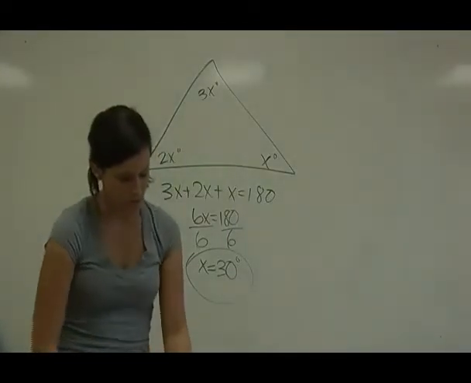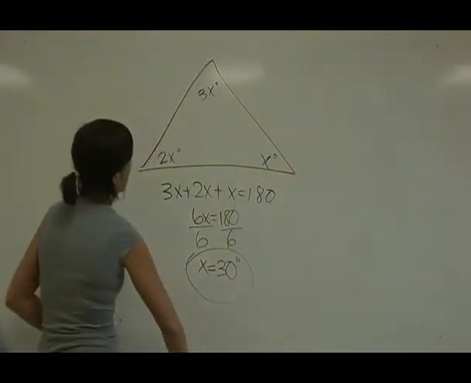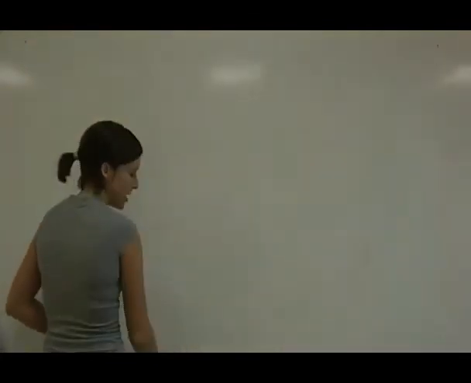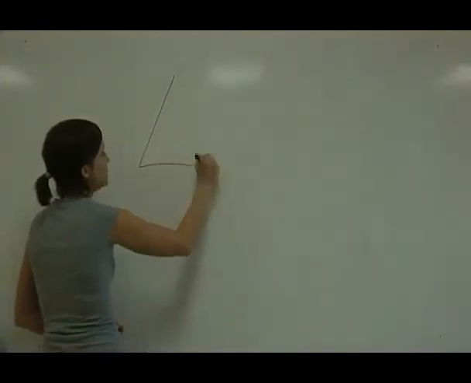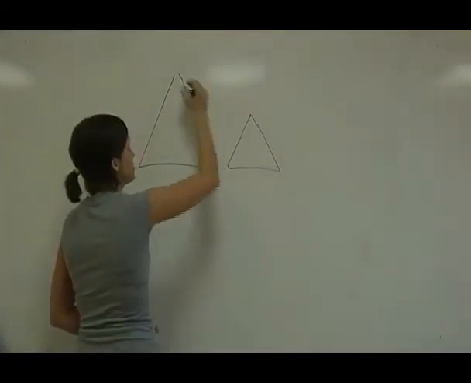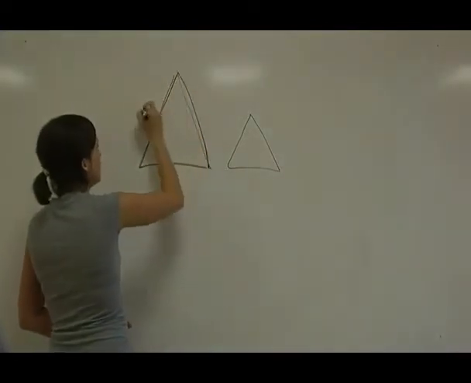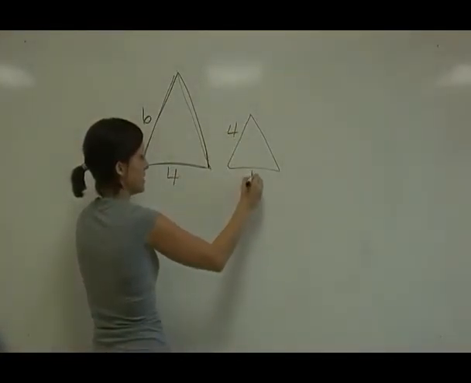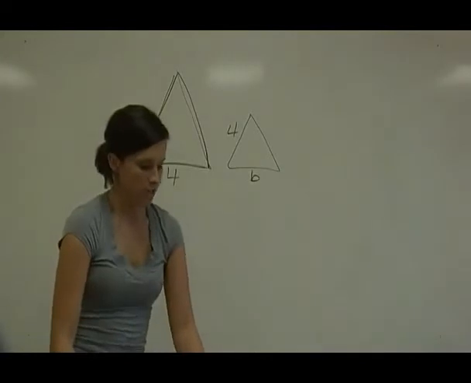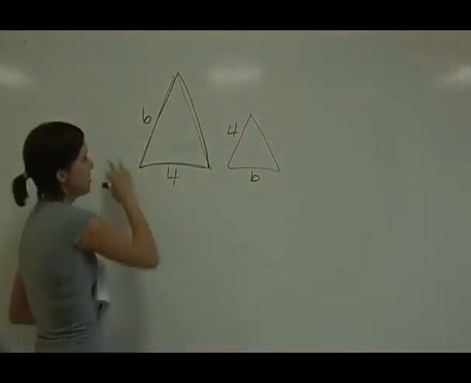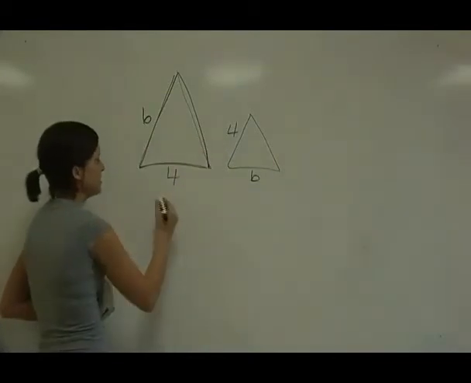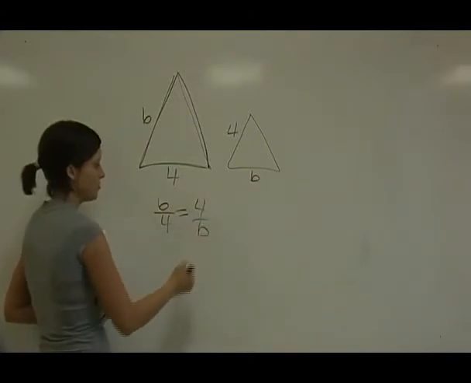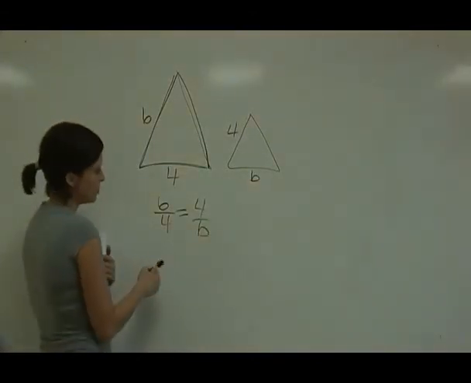So let's move on to number 6, similar triangles. Similar triangles, you have a big triangle versus a small triangle. And it's saying that they're similar, so that means that you can set them up as ratios. Okay, so you have this side is 6, this side is 4, and you have this side is 4, and this side is b. So using our ratios, the ratios are equal to each other. So the ratio of 6 to 4 equals the ratio of the bigger to the smaller, 4 over b. All we have to do is cross multiply and get our answer.